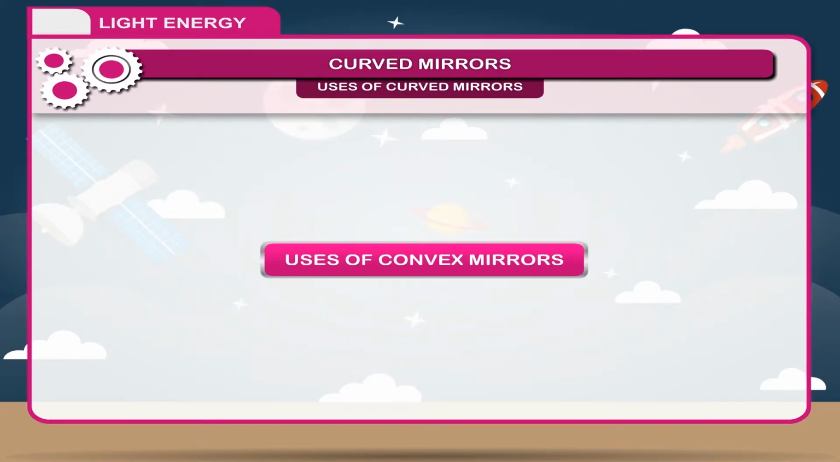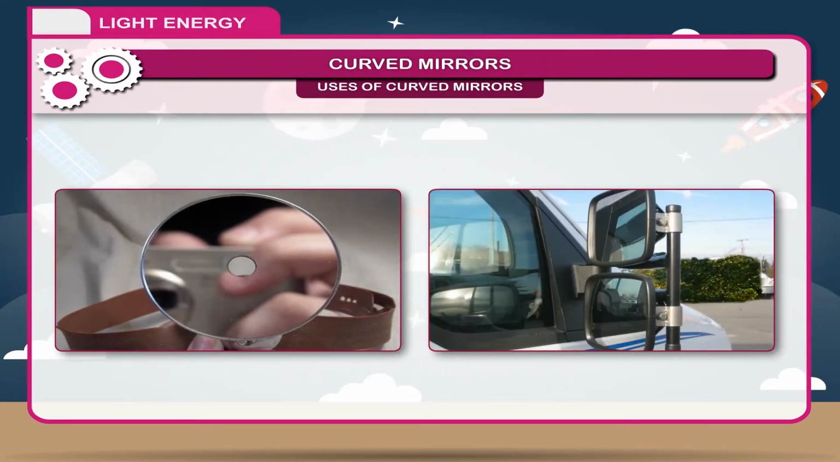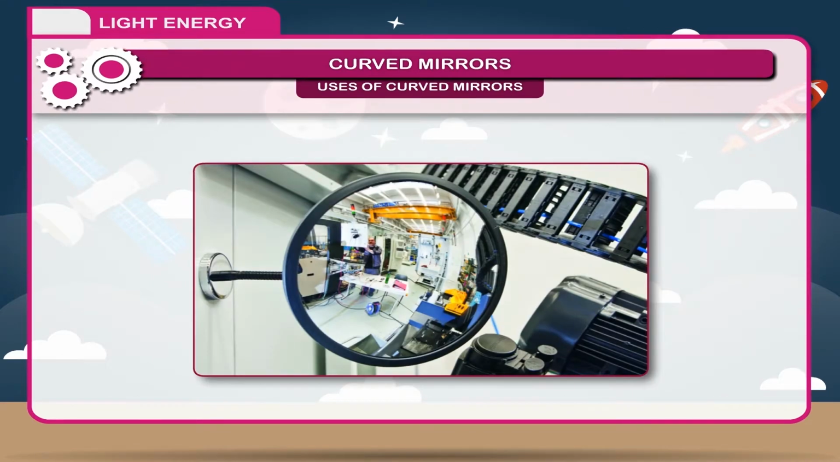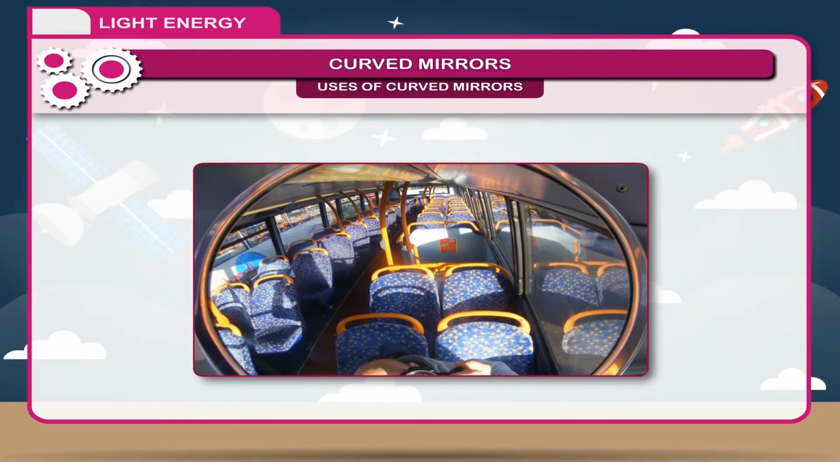Uses of convex mirrors. 1. They are used as rear-view mirrors in cars, buses, etc. 2. They are used to diverge light in streetlights. 3. They are used as vigilance mirrors in departmental stores and big shops. 4. They are used in staircase of double-decker buses.